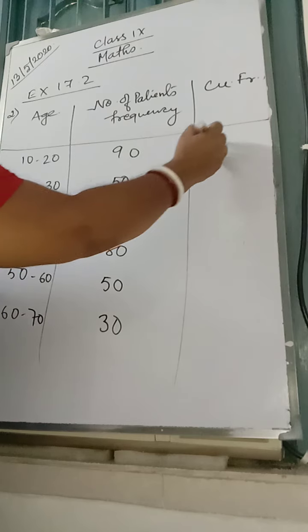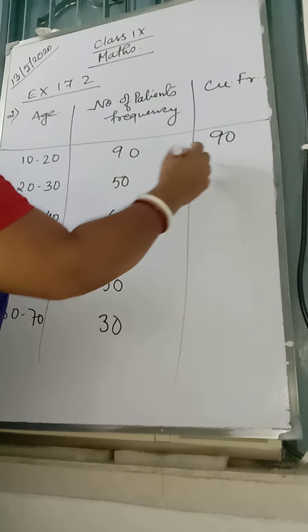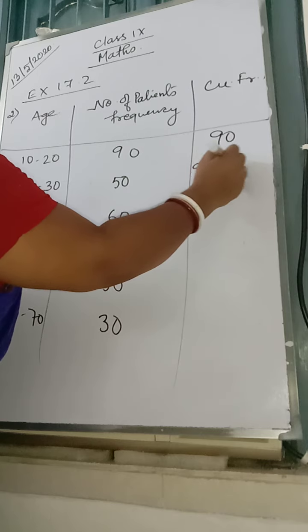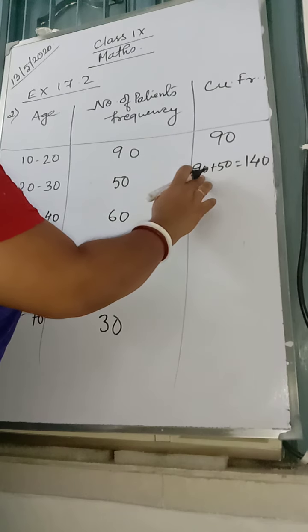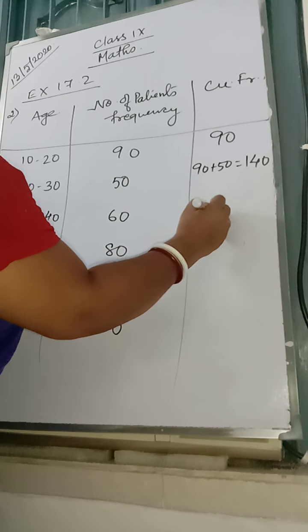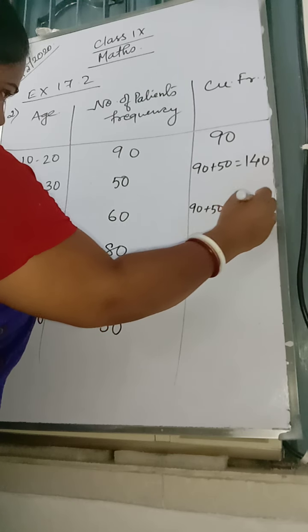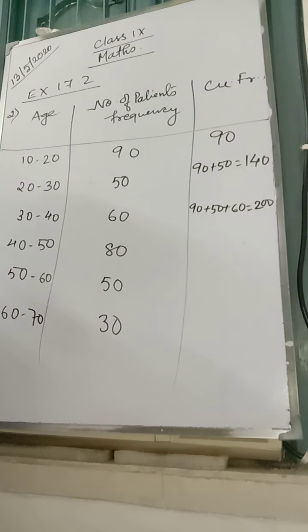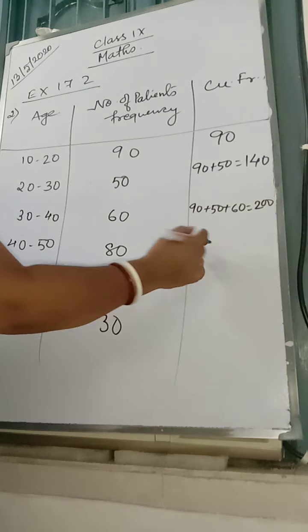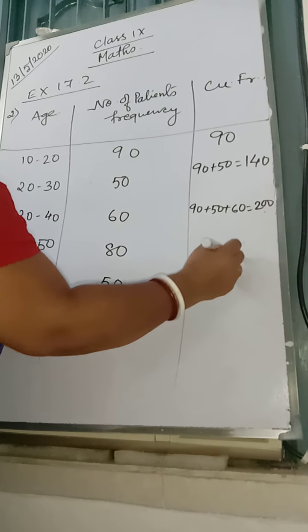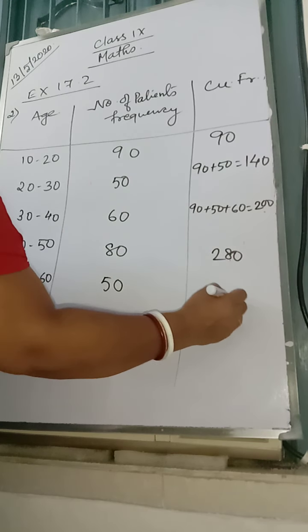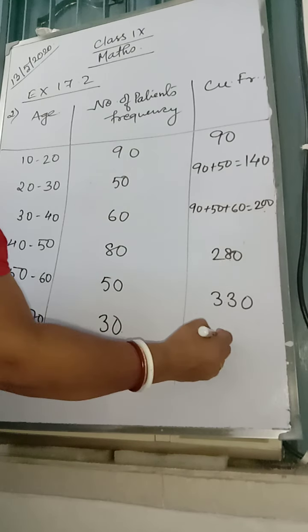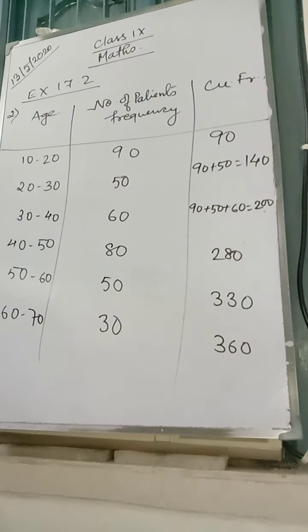So cumulative frequency, this is 90. This is 90 plus 50, that gives you 140. This you don't have to write. To make you understand, I am writing it. 90 plus 50 plus 60, that gives you 200. Understood how to get it? Now next I will not be writing this directly. I am writing 200 plus 80, 280. 280 plus 50, 330, and 330 plus 30, 360. This is called cumulative frequency table.